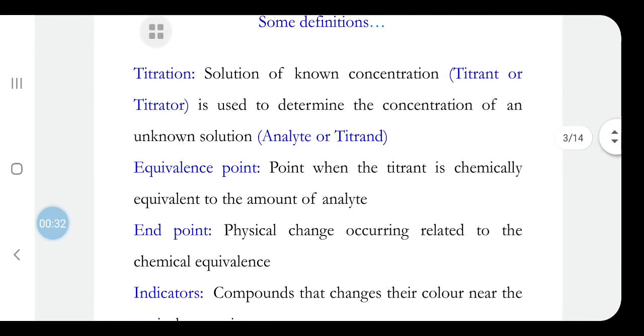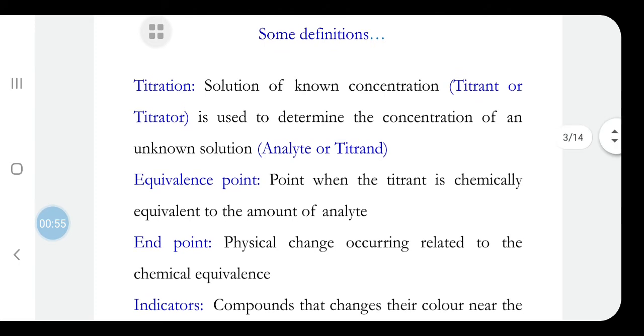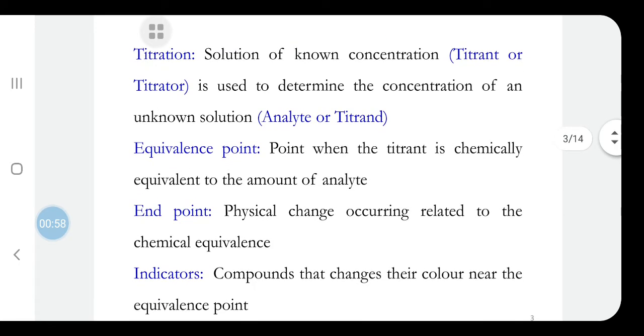Before passing on to the theory of indicators, let us see some definitions like what is a titration, equivalence point, endpoint, indicators, etc. Coming to the first definition, titration. Titration is a process where a solution of known concentration is used to determine the concentration of an unknown solution. The solution whose concentration is known is the titrant, and the solution whose concentration is to be found out, the solution with unknown concentration, is known as the analyte.